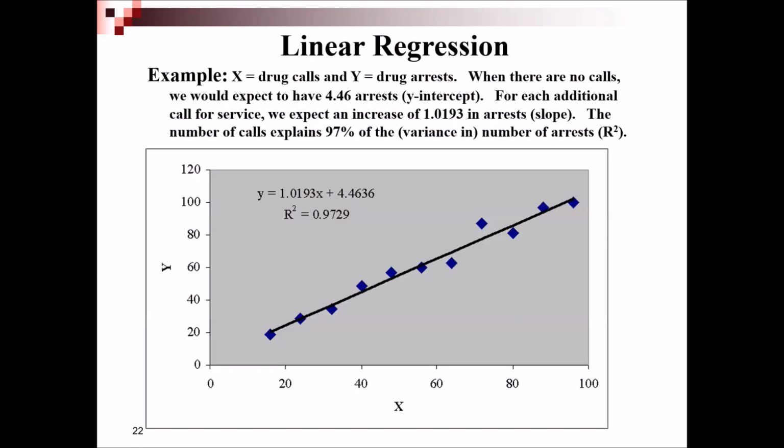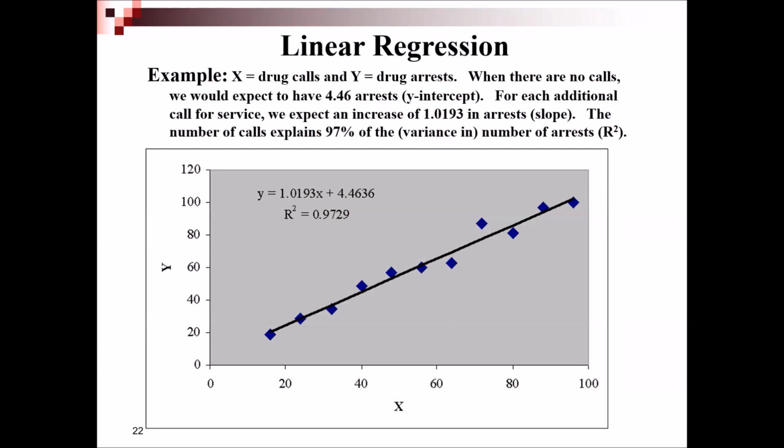And so we've got a computation table. What I want is y equals 1.01x plus 4.436. This is a little different than when you saw in math class, and then r squared 0.97. What we're looking at right here is drug calls versus drug arrests, meaning when there are no calls, we would expect to have 4.46 arrests. Why? Because if X is 0, all we have is the Y-intercept, which is going to be somewhere down there.